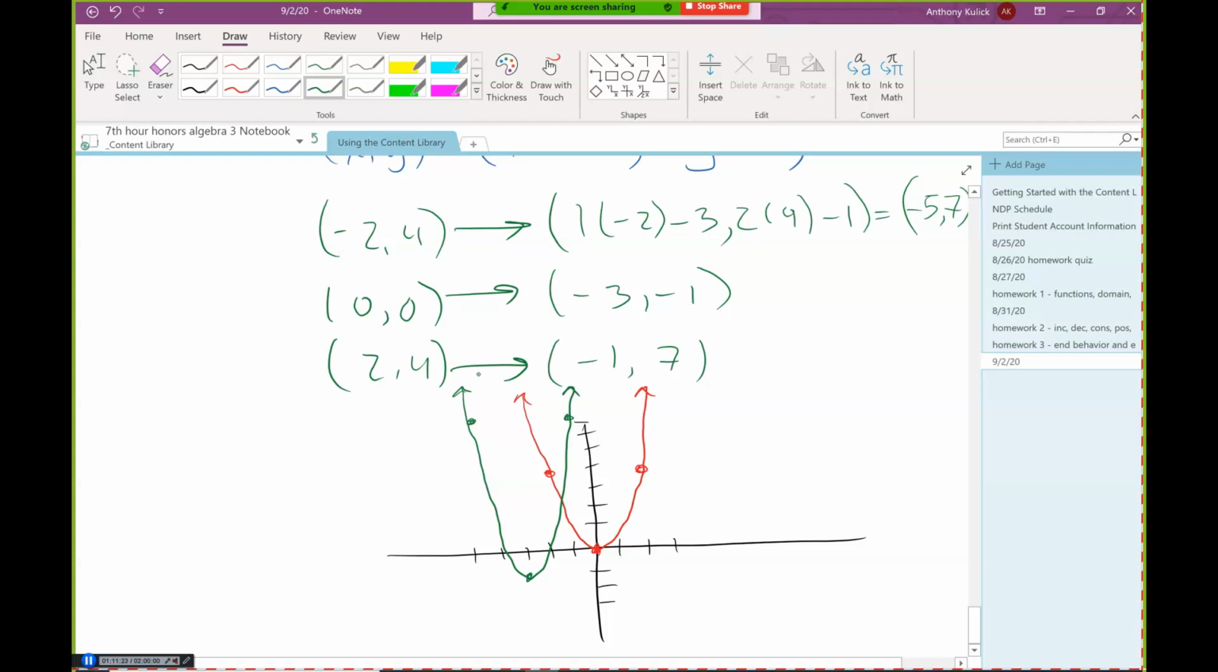So if you look, it looks like this graph has been shifted to the right, or I'm sorry, to the left a couple units, 3 units, moved down 1 unit, and then stretched vertically, like it's a little bit taller and skinnier versus the original. Does everybody see that? Okay. So that's good for today.